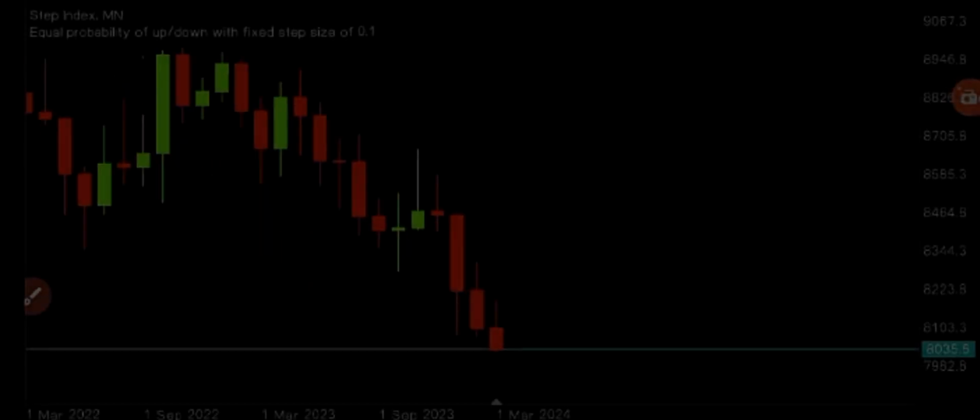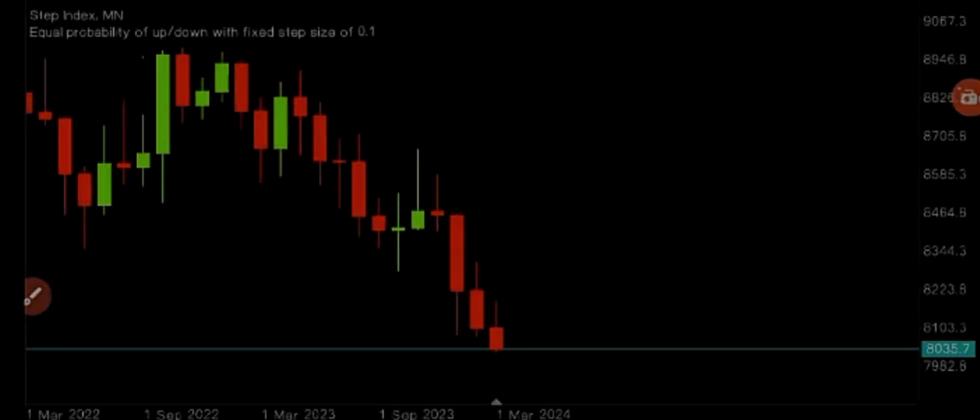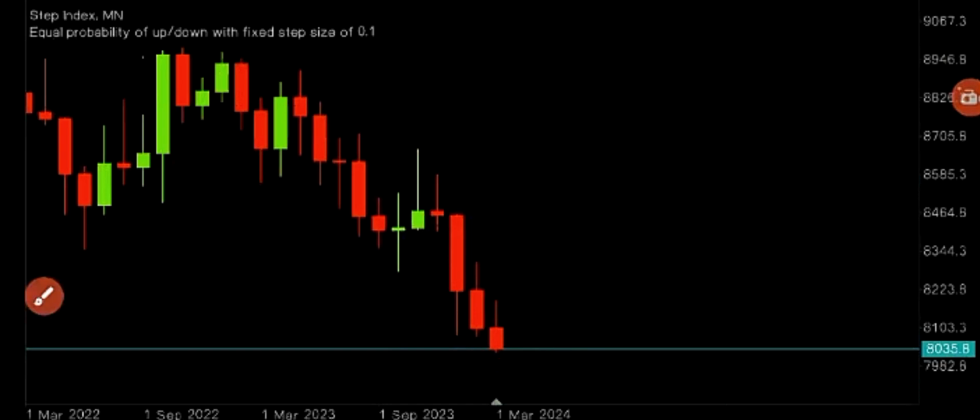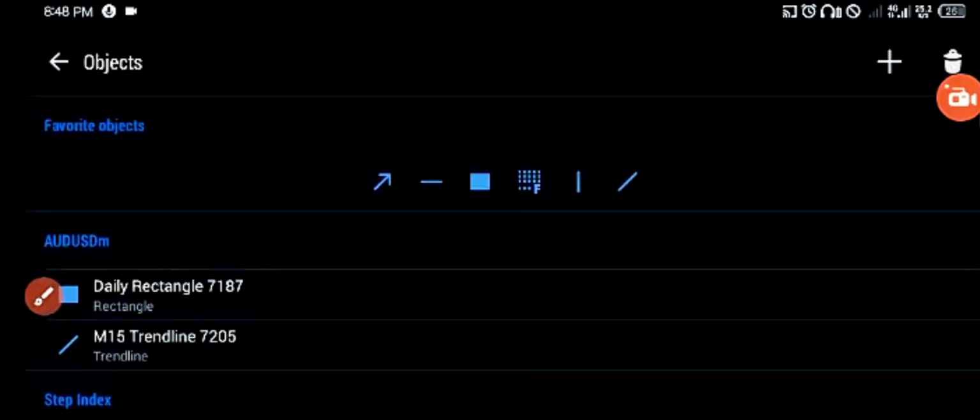You can see what is happening over here. The market is just selling. There's no information on the monthly time frame. There's no information to talk about on the monthly time frame.